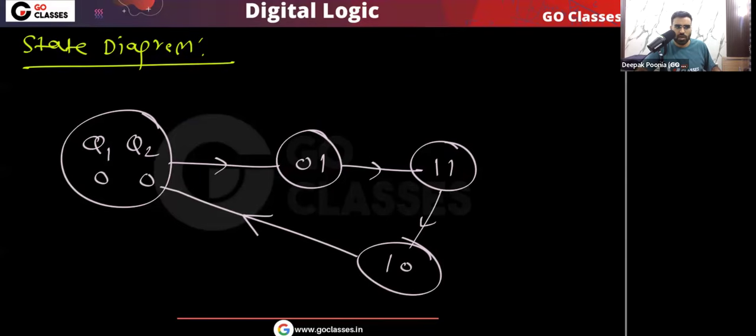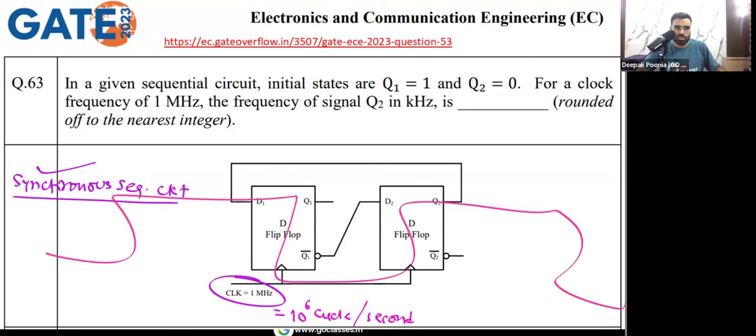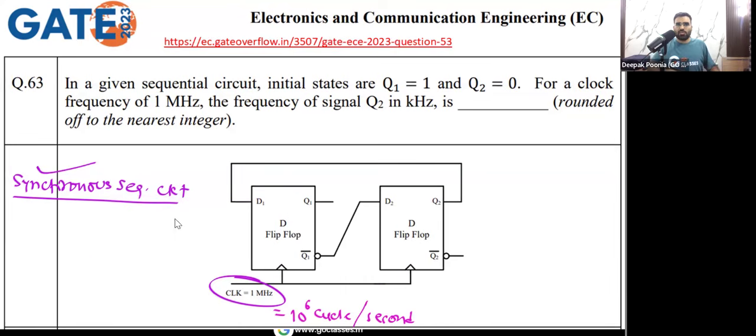I hope you understood. Now, once we have the state diagram, we can solve this question very easily, because the question is saying that this clock signal is a square wave. Basically, you already know this is a continuous oscillating signal between logic 0 and logic 1. The question says the frequency of the clock signal is 1 megahertz, and we need to find the frequency of the Q2 waveform. The initial state is given as 1 0, because I'm assuming that Q1 is the MSB. So Q1 Q2, the state of the circuit, is 1 0.